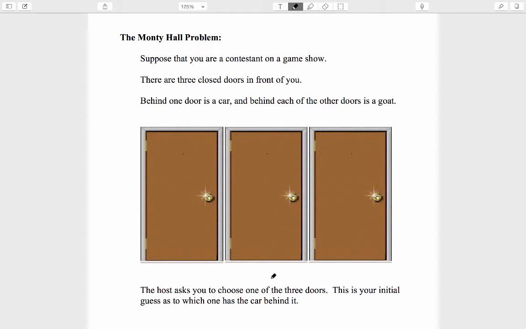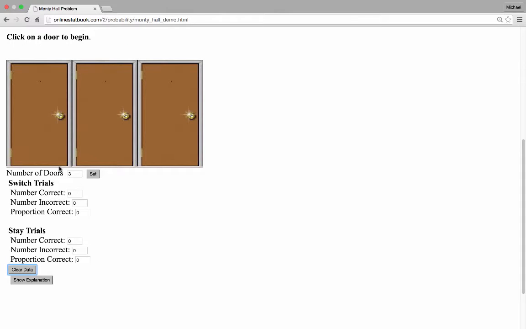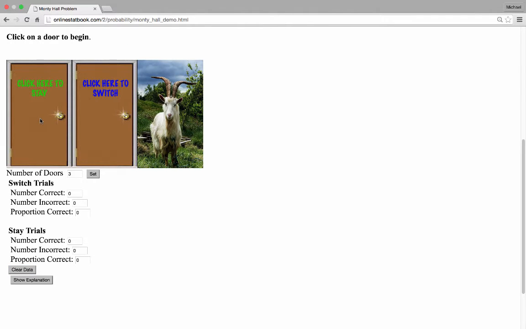The host asks you to choose one of the three doors. This is your initial guess as to which door has the car behind it. Let's say we pick door number one. That's our initial guess. Now Monty Hall, the host, takes one of the other two doors and opens one of them, revealing a goat. So it's always one of the doors that we have not originally picked that is opened, and it's always a goat that shows up when the host opens that door.